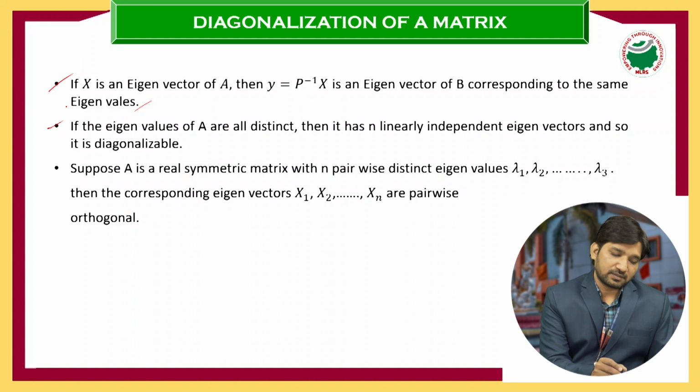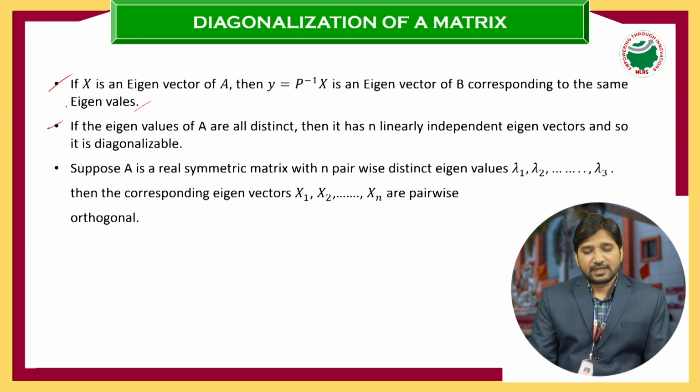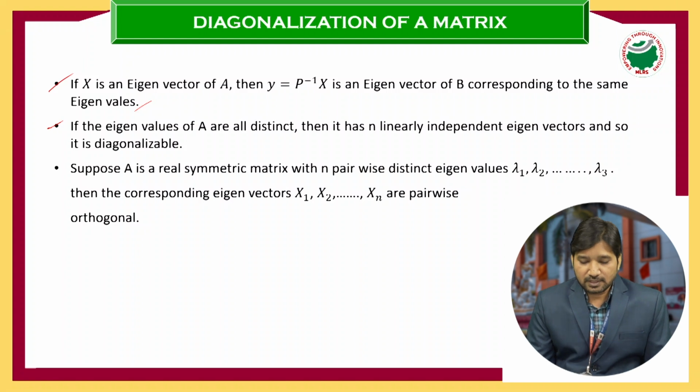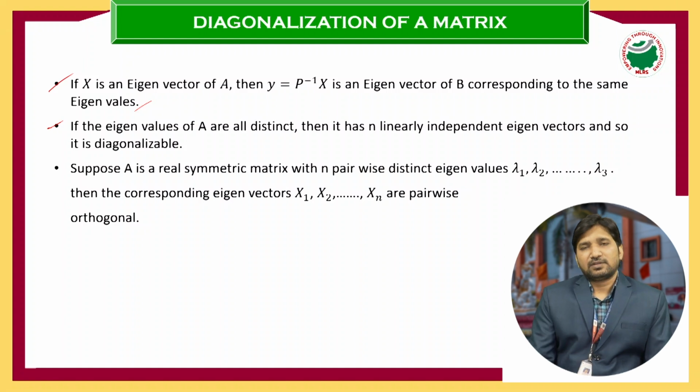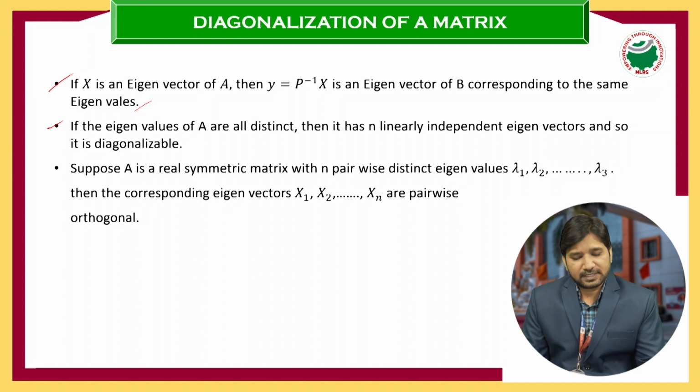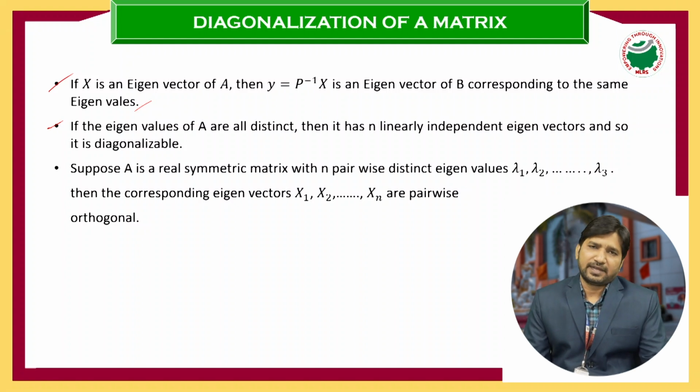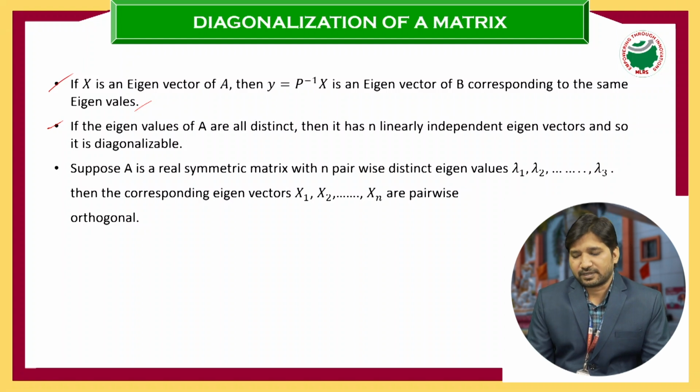And next one is, if the eigenvalues of A are all distinct values, then it has n linearly independent eigenvectors and so it is diagonalizable. In case A has all distinct roots, that is distinct eigenvalues, it has n linearly independent eigenvectors and it is diagonalizable.